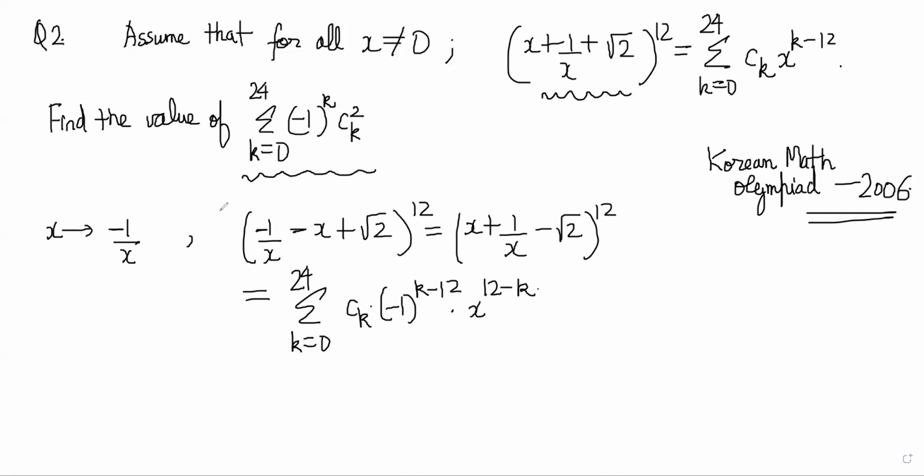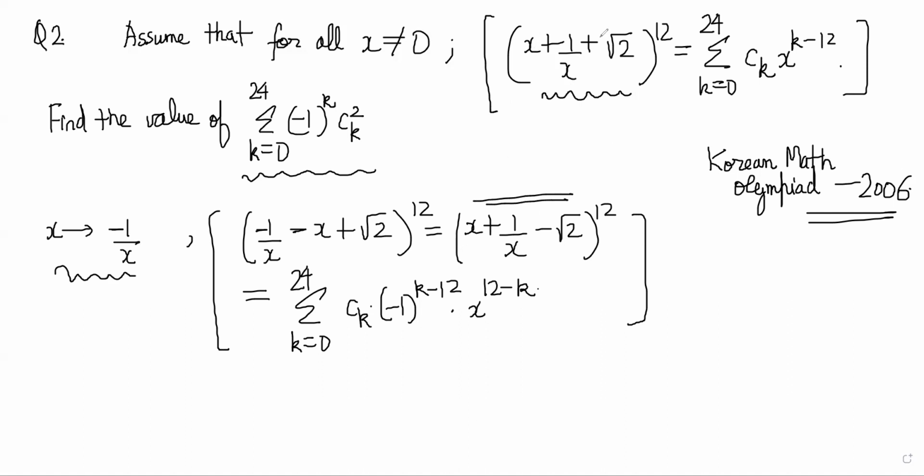So what have I done here? I have taken the initial given expression and put the substitution x goes to minus 1 by x. Why? Because that gives me a conjugate type of expression. This expression and this expression are very closely related, but with a negative sign, which I will take advantage of now. So I will multiply this expression with this expression. Let's do that on the next screen.